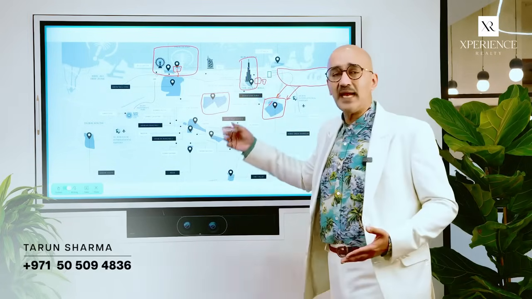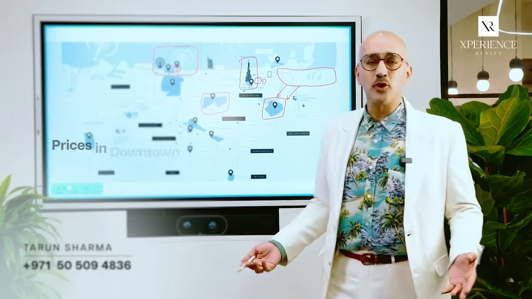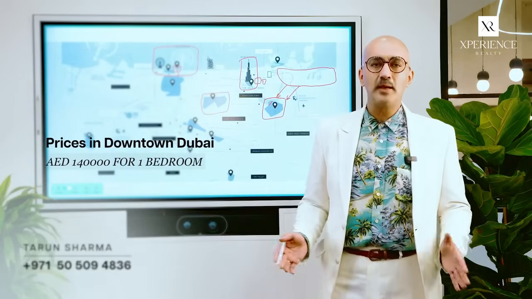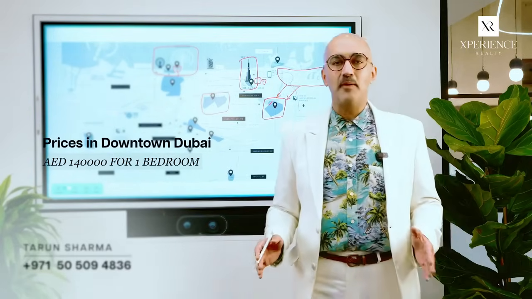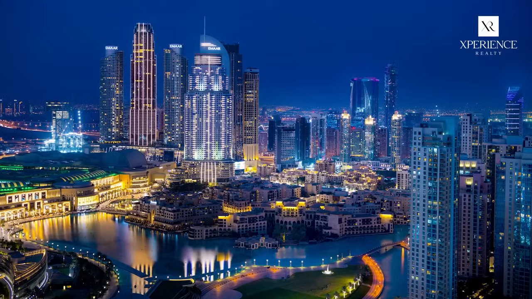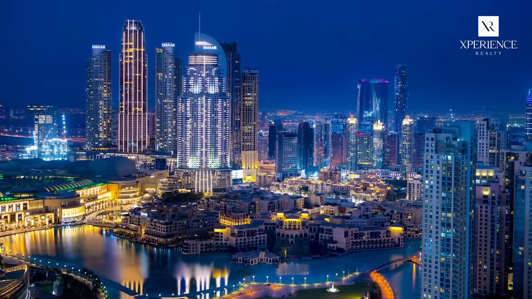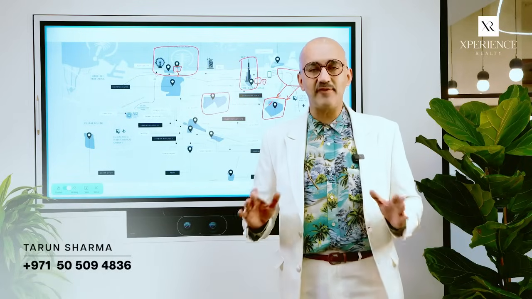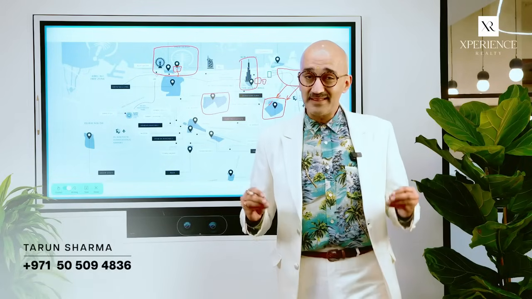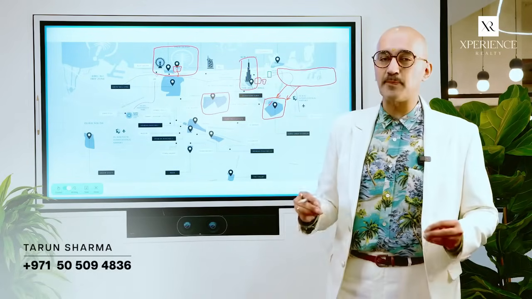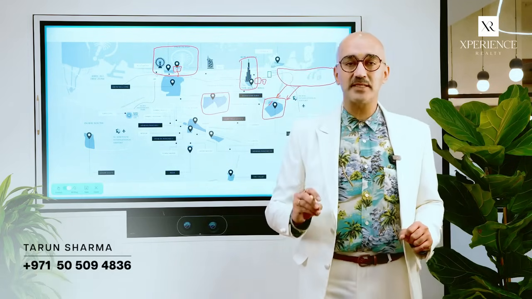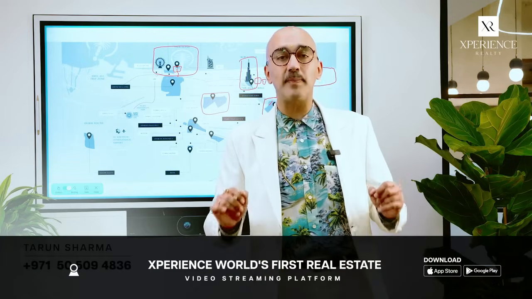So if you look at the average rentals in downtown, you're talking about 140,000 dirhams for a one bedroom on average. Yes, for a Burj Khalifa view or canal view, we're talking about higher rentals. 140,000 is an average figure. Now, the important thing to explore in the case of downtown is the prospect of short-term rentals. This area yields results which not many can replicate.